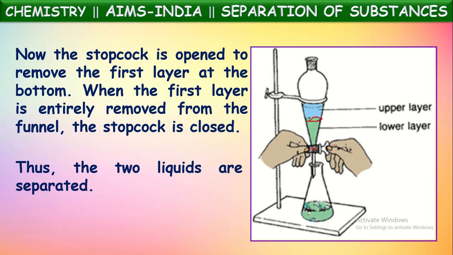Generally, for the separation of two immiscible liquids, they use this separating funnel. Got it? What does it mean by immiscible liquids? The liquids which do not mix with each other are called immiscible liquids. Examples: oil and water, kerosene and water, or any vegetable oil in water. These form a mixture of immiscible liquids, and they can be separated by using this separating funnel.